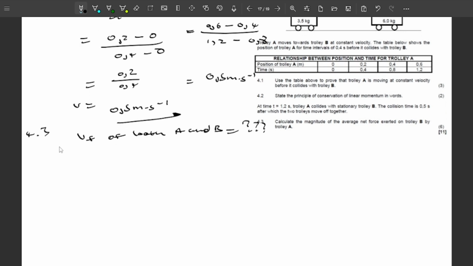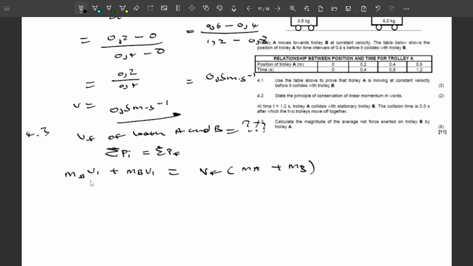So like I said, if you are asked to define or state something, the next question is most definitely going to ask you to apply what you defined in the question above, right? So the sum of momentum before is equal to the sum of momentum after, right? And afterwards we can say MA VI plus MB VI is equal to VF (MA plus MB). This is because they moved off together, right?